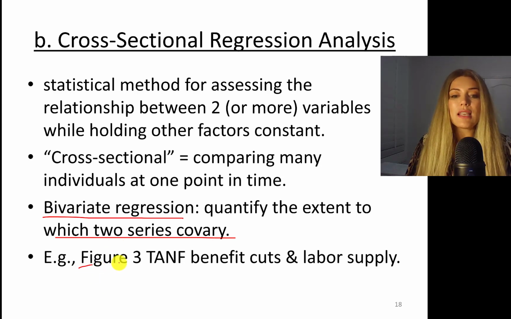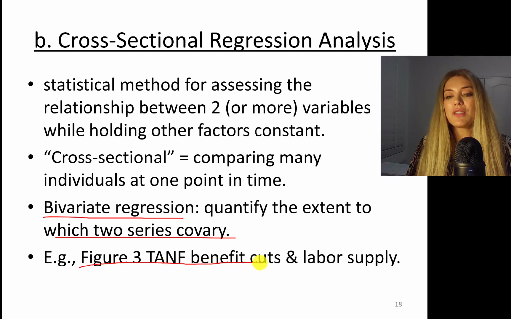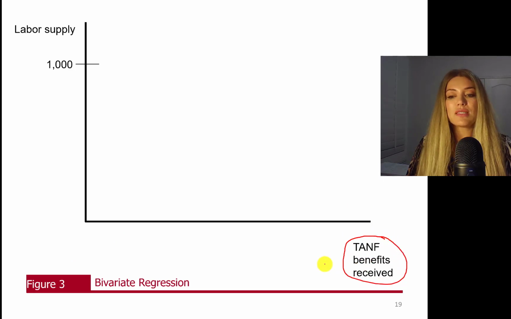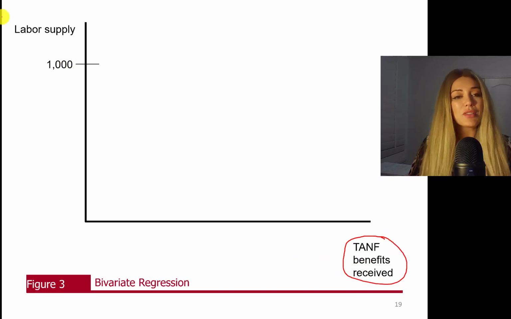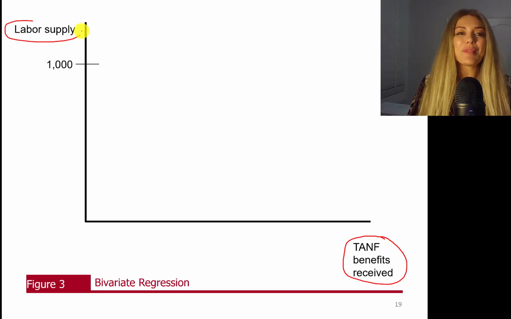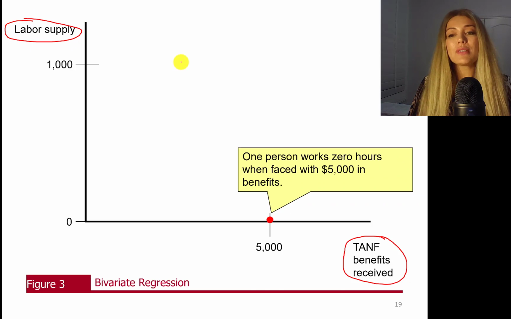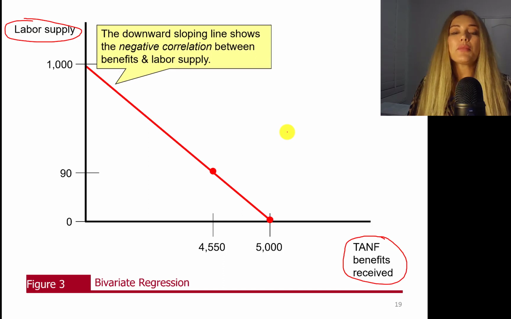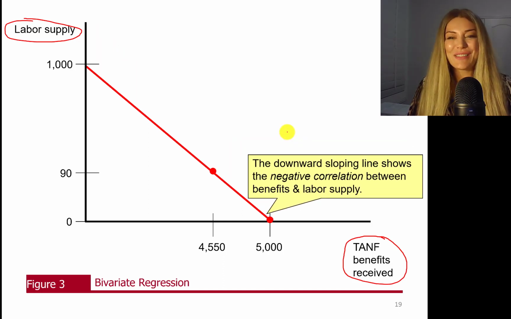So for instance, this is temporary assistance for needy families benefit cuts and labor supply. This is a bivariate regression. This is the amount of temporary assistance to needy families benefits received. This is the benefit a single mother is receiving, and this is the labor supply in hours per year. So for instance, a person works 0 hours when faced with $5,000 in benefits. This is individual 1. This is what it means to have a cross-sectional data set. Another person works 90 hours when faced with $4,550 in benefits.